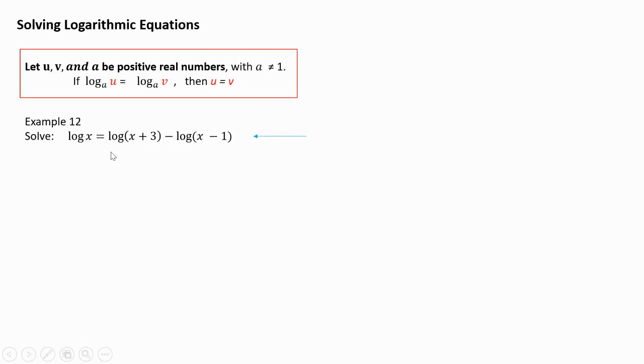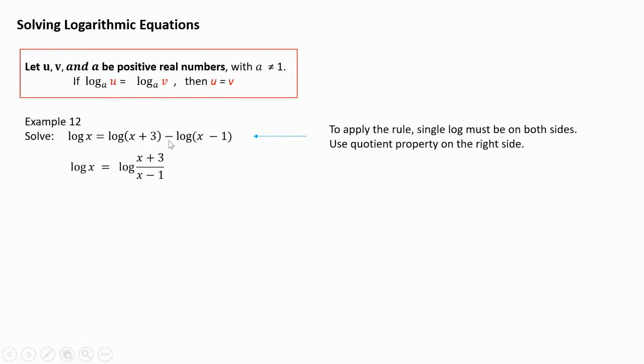Okay. So we have to have a single log on both sides to apply the rule. Here, guys, we're going to use the quotient rule. If it's subtraction, it's going to be division in a single log. Now, since we have the same base in the log on both sides, we apply the rule. So the u must equal v, so the x must equal x plus 3 over x minus 1.